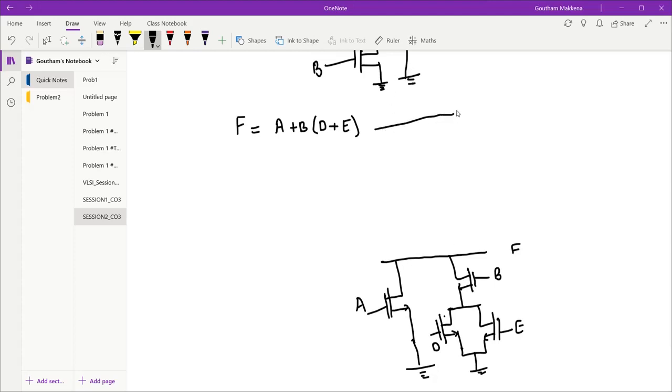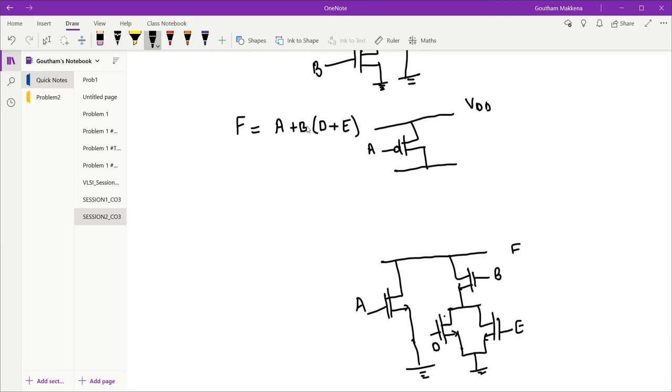Similarly, I'll come up with the pull up network. Now I'll draw VDD. So this A is now being ORed with B and (D or E). So OR operation in PMOS transistors is nothing but series. This is a PMOS transistor. Input is A. So this is in series with what? This is in series with B that is ANDed with D or E.